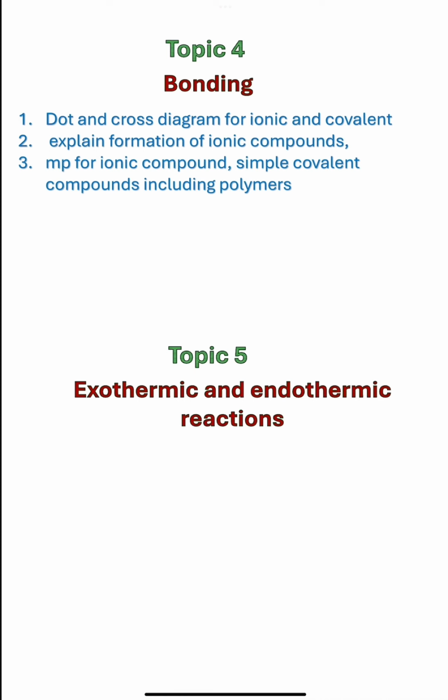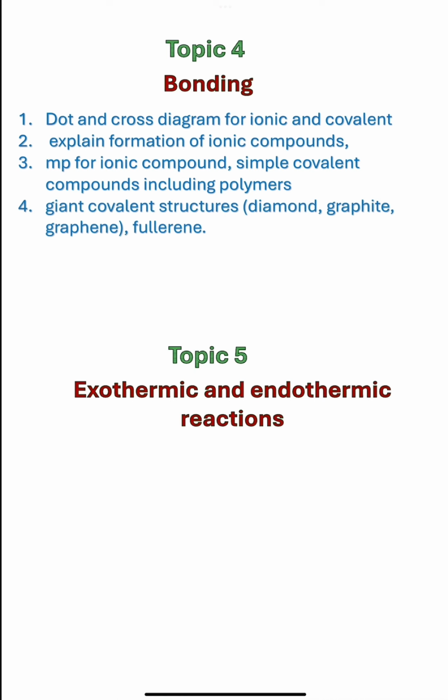The melting points of the ionic compounds and simple covalent compounds, including polymers, is very important because they might ask you to comment or to explain why the melting point of this compound is higher than the other one. Remember that ionic compounds have high melting points, while simple covalent structures have low melting points because of the intermolecular forces of attraction, which are quite weak.